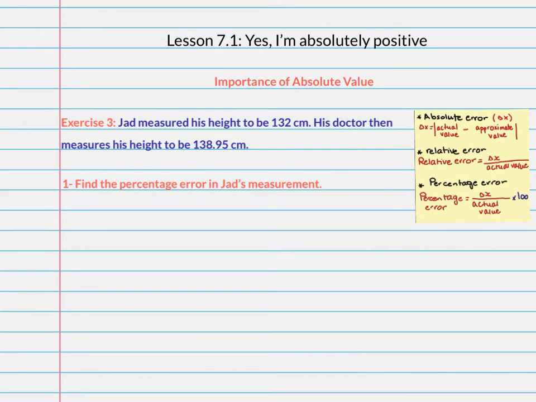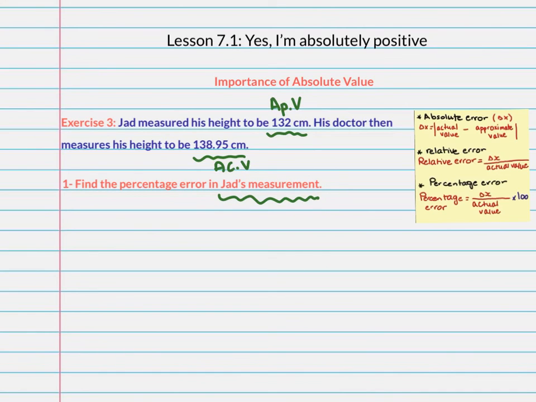Exercise 3. Jad measured his height to be 132 centimeters. His doctor then measured his height, and it appeared to be 138.95 centimeters. The question is, find the percentage error in Jad's measurement. This is important information, that the measurement that Jad got is the approximate value, is the one that has an error in it. So 132 centimeters is the AP approximate value, whereas the doctor's measurement is the actual value or the exact value, the AC value.